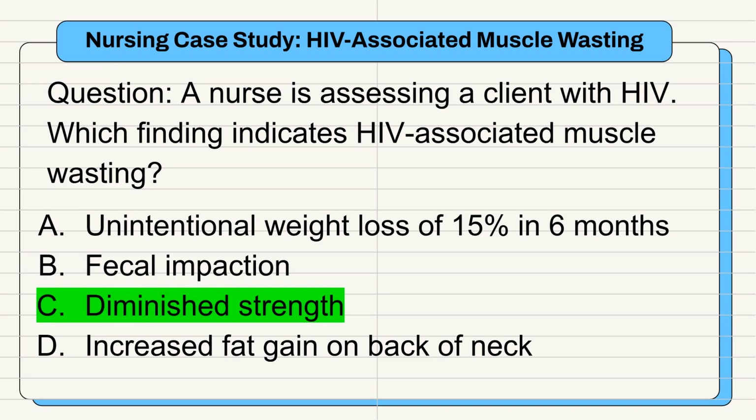Rationale: HIV-associated muscle wasting, or cachexia, causes muscle weakness and reduced strength due to protein breakdown from inflammation or malabsorption. Option A is incorrect. Weight loss is typically less than 5% in 6 months. Option B, fecal impaction, relates to constipation, not muscle wasting. Option D describes lipodystrophy, not muscle wasting. Clinical tip: on NCLEX, if you see diminished strength with HIV, think cachexia, not lipodystrophy. Prioritize assessing mobility and nutrition.